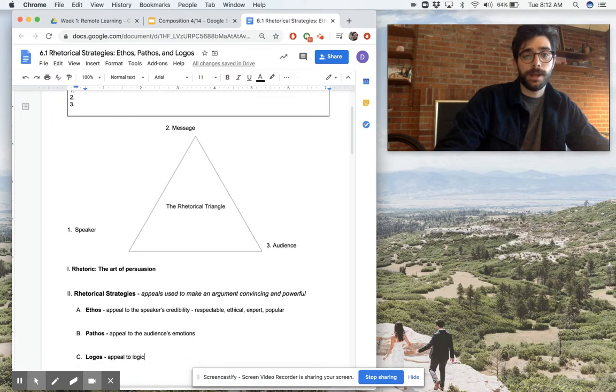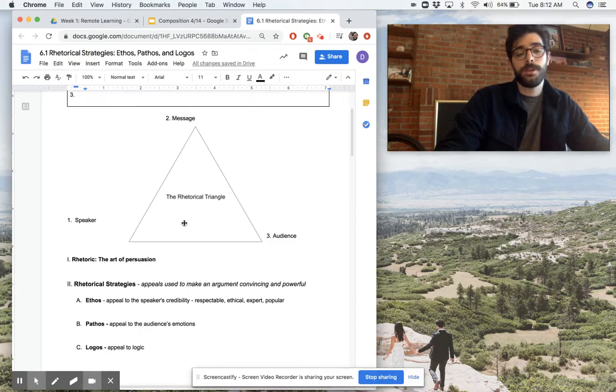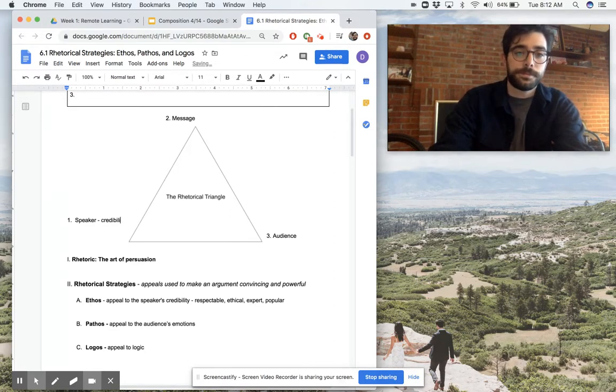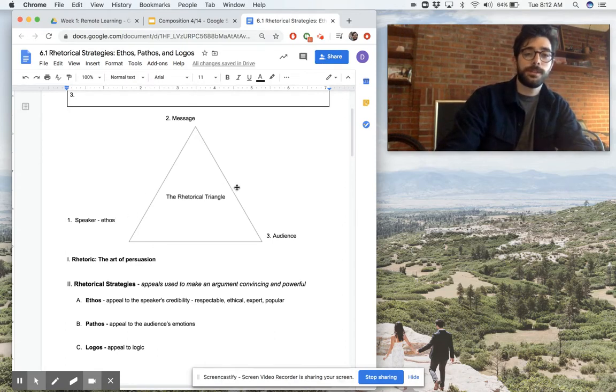If we look back at this triangle, each part of the triangle corresponds to one of these appeals. For instance, the speaker and ethos are connected because the speaker has credibility. Put ethos there. So the speaker and ethos connected. Pathos, an appeal to the audience's emotions. Would that go with message or audience? If you said audience, you'd be correct because the audience has emotions.